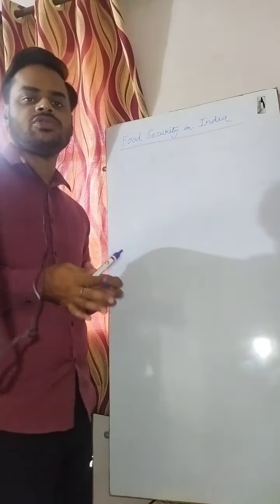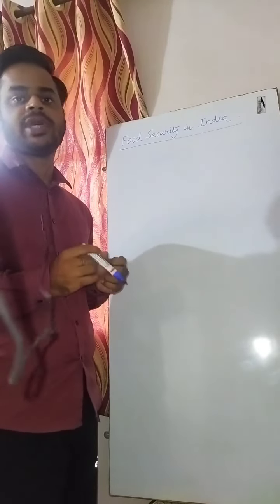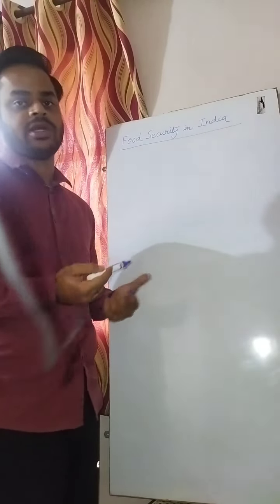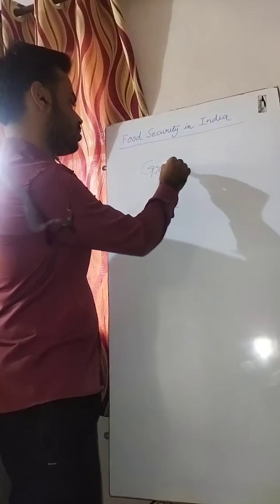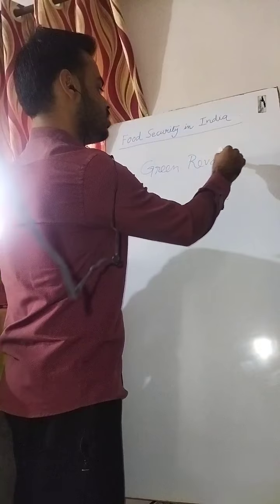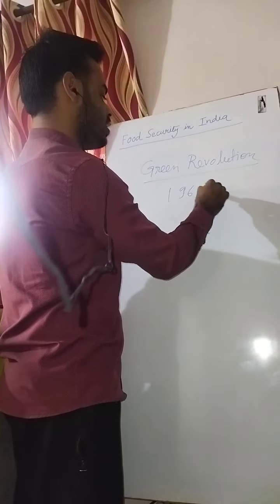Now, how to ensure food security? What are the ways? We have to attain self-sufficiency, that is, we have to become self-sufficient in food grain production in the country. One such example was the Green Revolution. The Green Revolution took place in the 1960s.